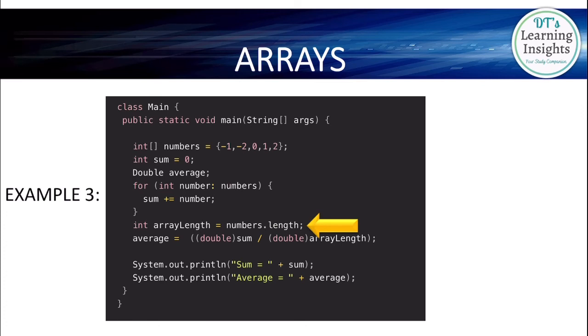Let's move on to finding the average. For that part, we are creating a variable called array length, and this is again of the integer data type. This is storing the length of numbers array. To find the value of average, we are taking the value of sum and dividing it with the length of this array. Both of these belong to the double data type. With that, we print the values of sum and average.